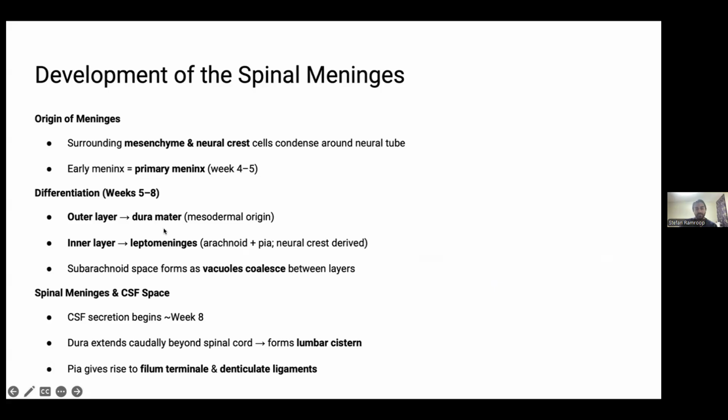As development continues, your dura will extend farther caudally than the cord itself, and that's going to form the lumbar cistern, while the pia mater gives rise to denticulate ligaments that anchor the cord laterally and the filum terminale at its base.